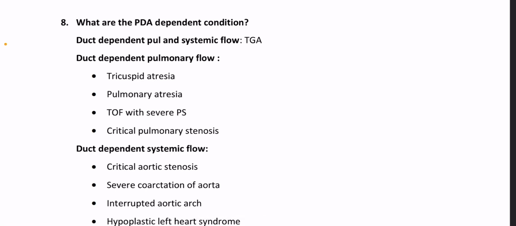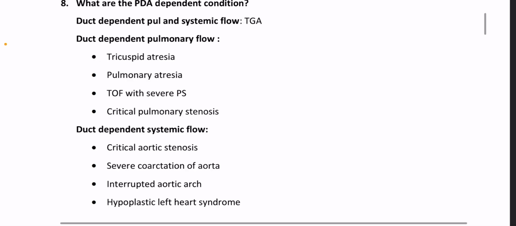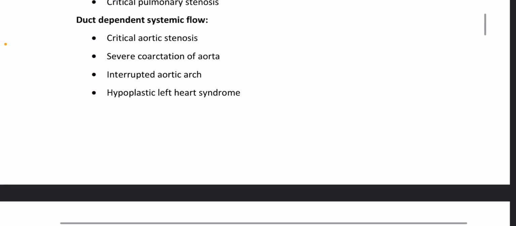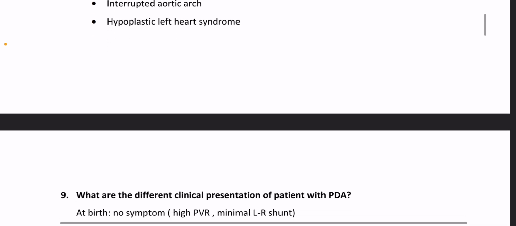Both duct dependent pulmonary and systemic flow: TGA. Duct dependent pulmonary flow: tricuspid atresia, pulmonary atresia, TOF with severe pulmonary stenosis, critical pulmonary stenosis. Duct dependent systemic flow: critical aortic stenosis, severe coarctation of aorta, interrupted aortic arch, hypoplastic left heart syndrome.